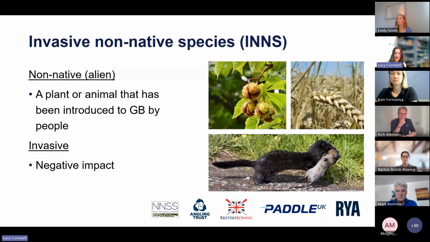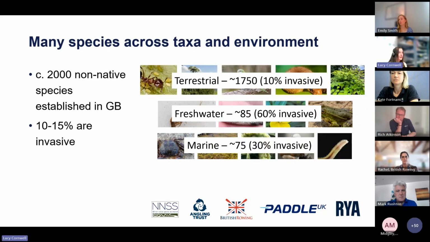Then some of these spread and have a harmful impact, and those are what we mean when we talk about invasive non-native species. In the photo, this is an American mink. This is a serious predator of small mammals, birds, and other species. We have over 2,000 non-native species established in Britain. Most of those are harmless, but around 10 to 15% become invasive.